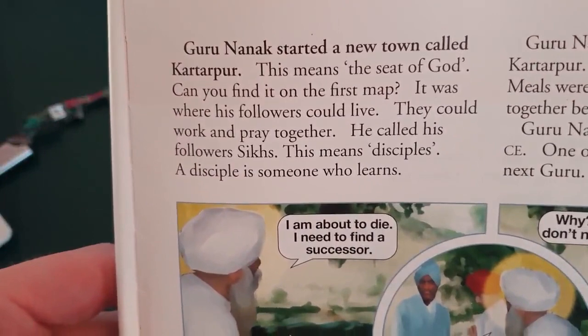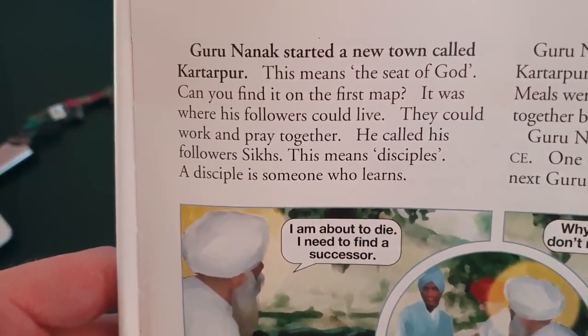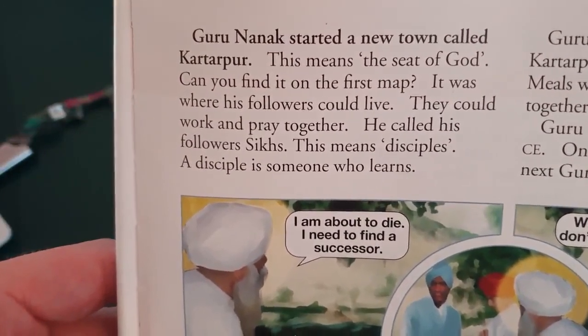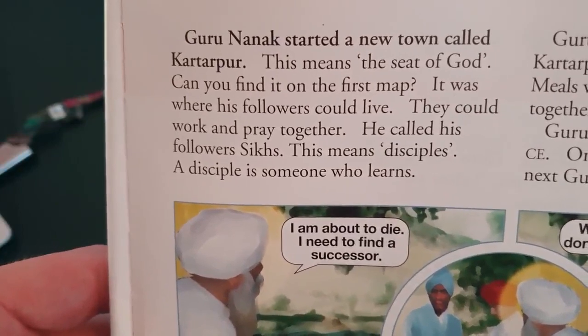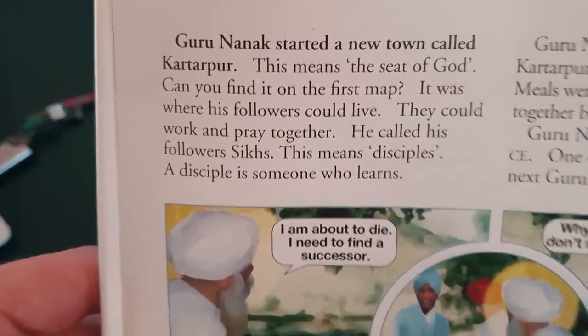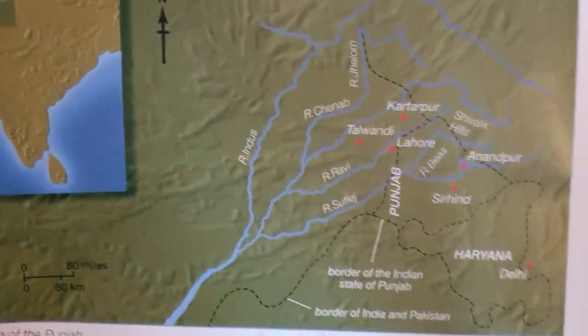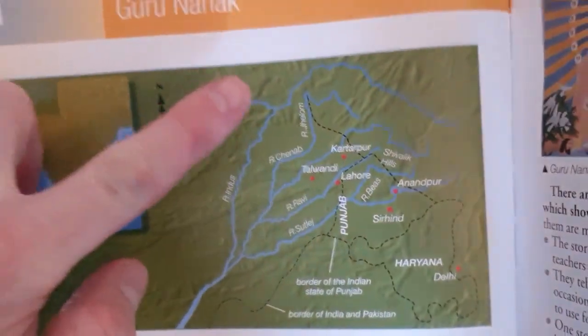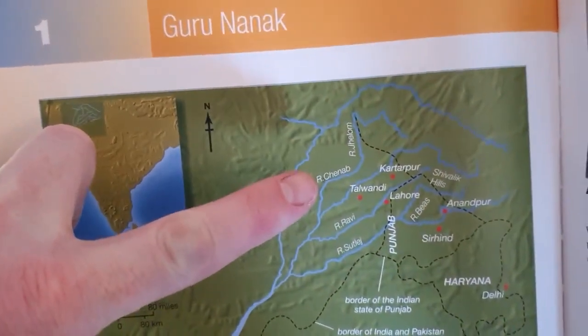Anyway, Guru Nanak later started a new town called Kartarpur. This means the seat of God. Can you find it on the first map? I won't bother looking again. Actually, I do want to see if I can find it. Kartarpur. There it is. Found it, not too far away from Talwandi. Anyway.